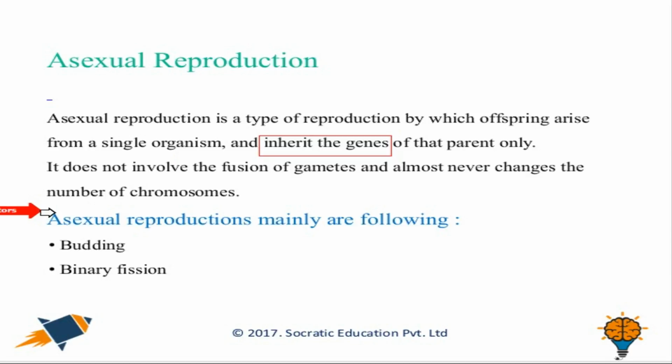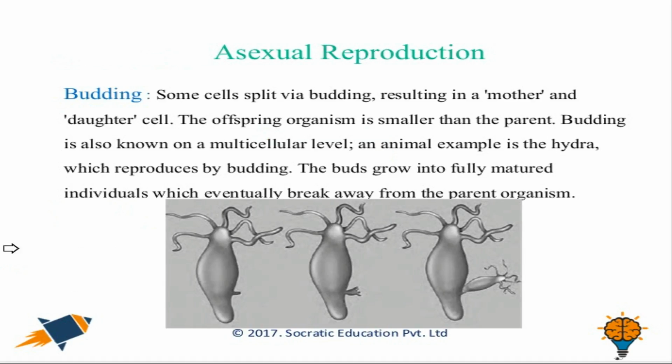Asexual reproduction mainly takes the following forms. If you remember, we discussed asexual and sexual reproduction in our previous video, in which we said that in sexual reproduction, both male and female living organisms take part, whereas in asexual reproduction only one parent takes part. So here we have two processes, called budding and binary fission. We have a separate example for each of them.